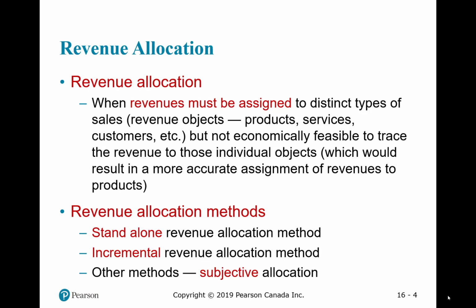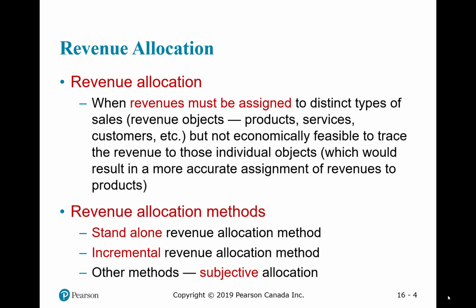Alright, so one important thing here is that allocation is not the same thing as tracing. When we talk about allocating revenue, what we're saying is we already have earned the total amount of revenue. We're just trying to figure out how much of it goes to each of the different products in a bundle, for example. It might not be economically feasible to actually trace specifically the revenue to a particular product, or it might just not be possible.